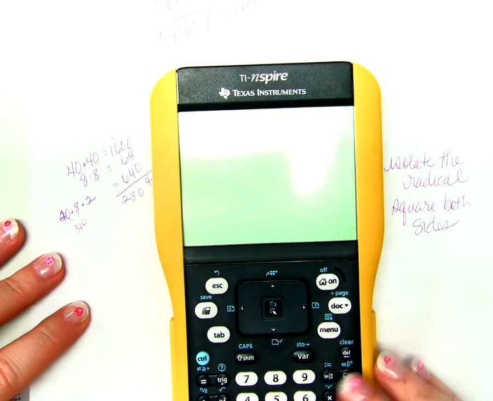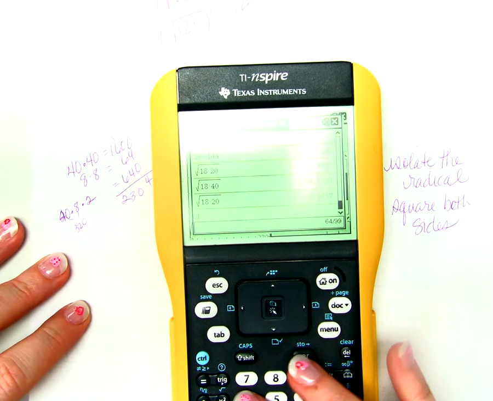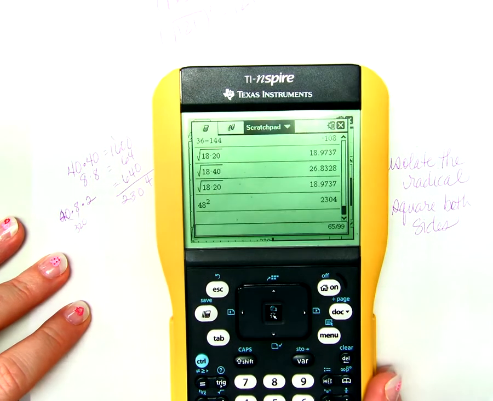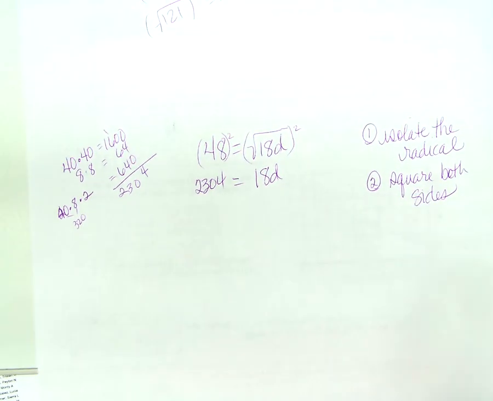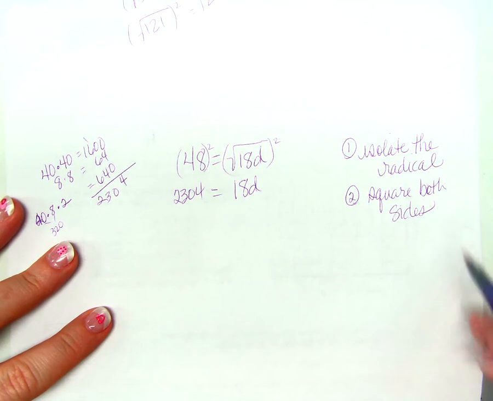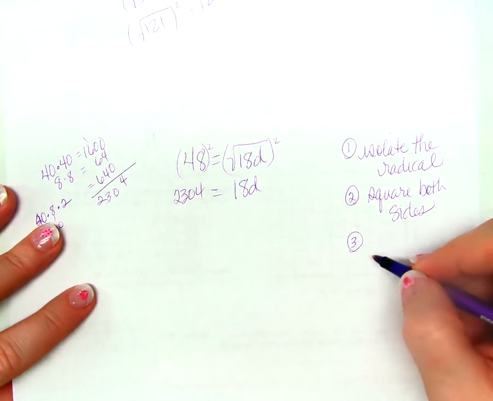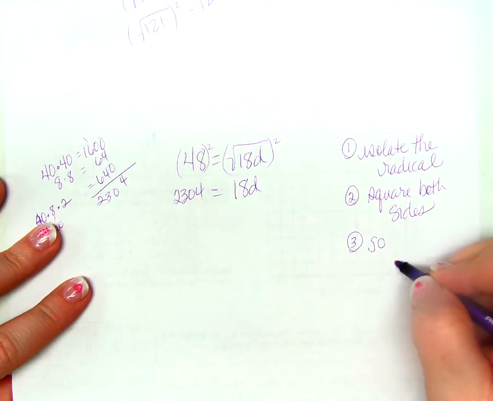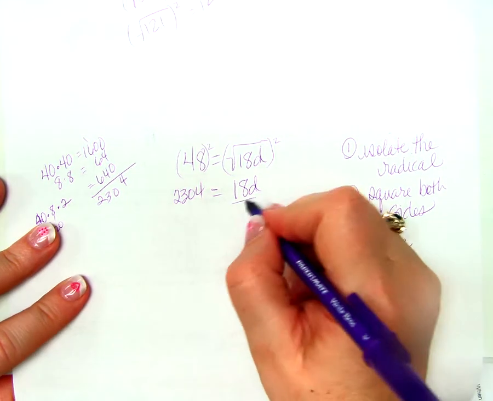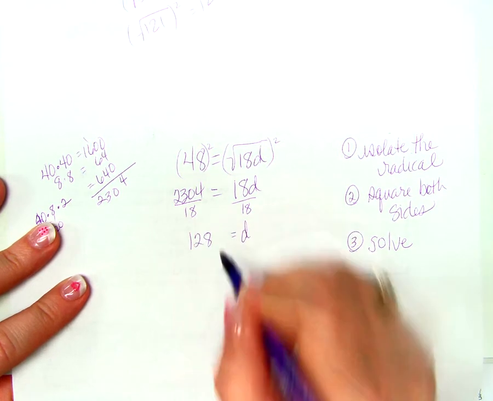And just so you don't think I'm making that up, 48 squared, 2304. Okay? So, did we square both sides? And we got that, right? So what about 3? Any ideas what 3 is going to be? Solve. Divide both sides by 18. D equals 128.